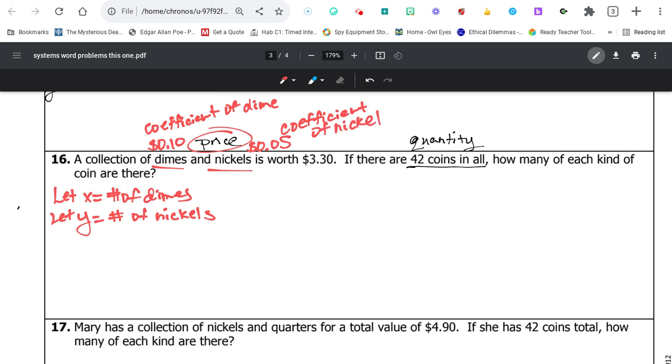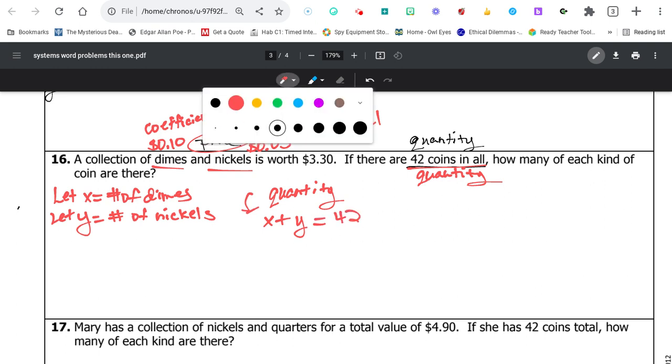So whenever you have these coin problems and you don't know what goes with X or what goes with Y, when you're writing your price equation, just tell me the value of the coin. That's your coefficient. All right, so let's do the quantity equation first. 42 coins in all, so that's my quantity. That's the number in all. So I know that X plus Y equals 42.